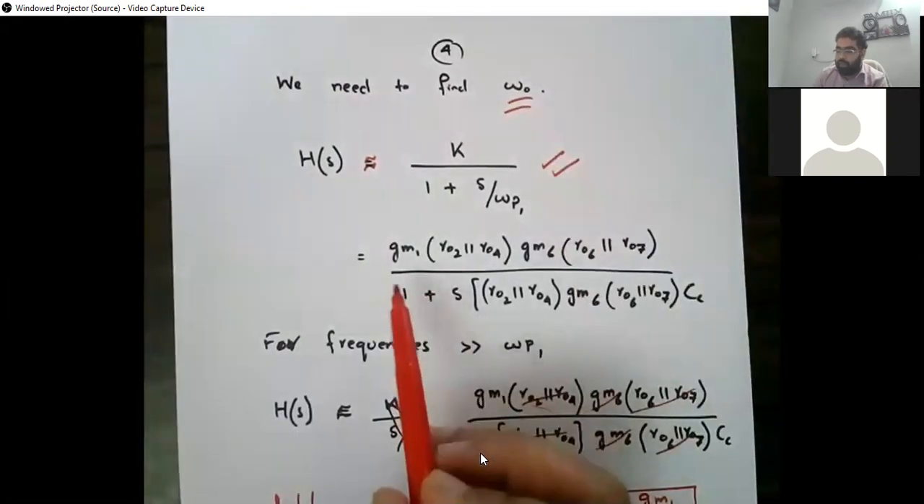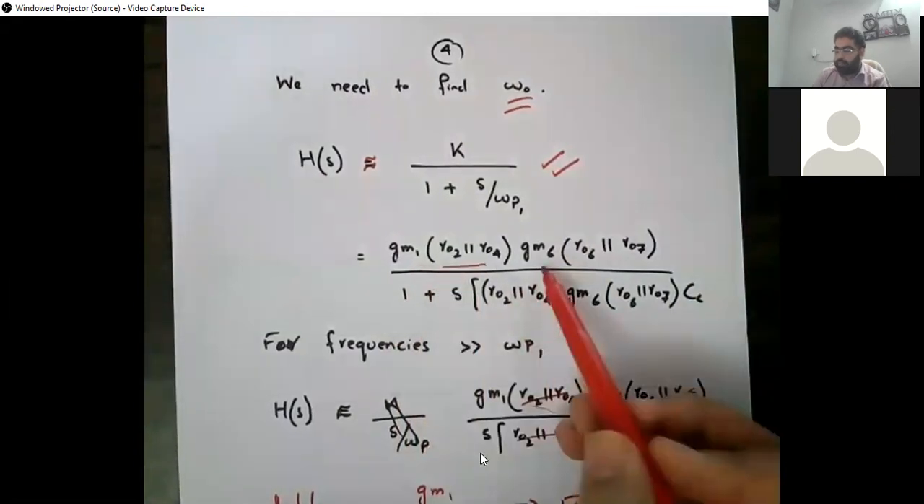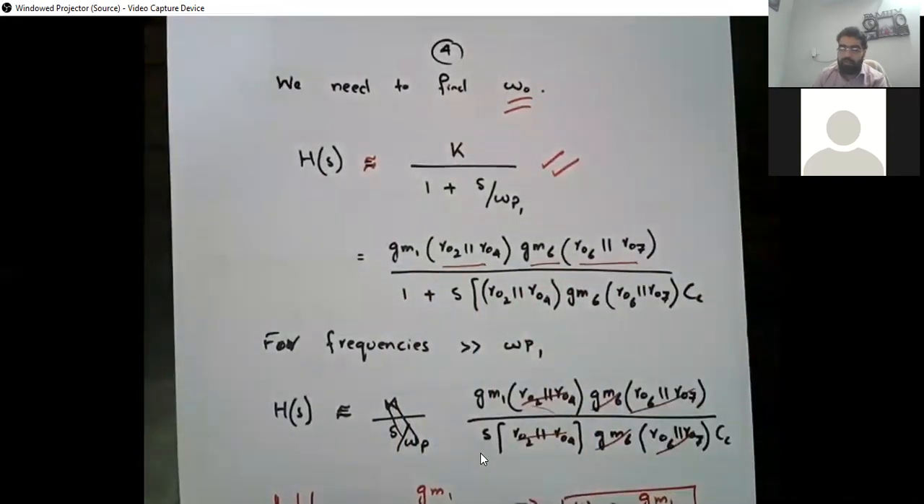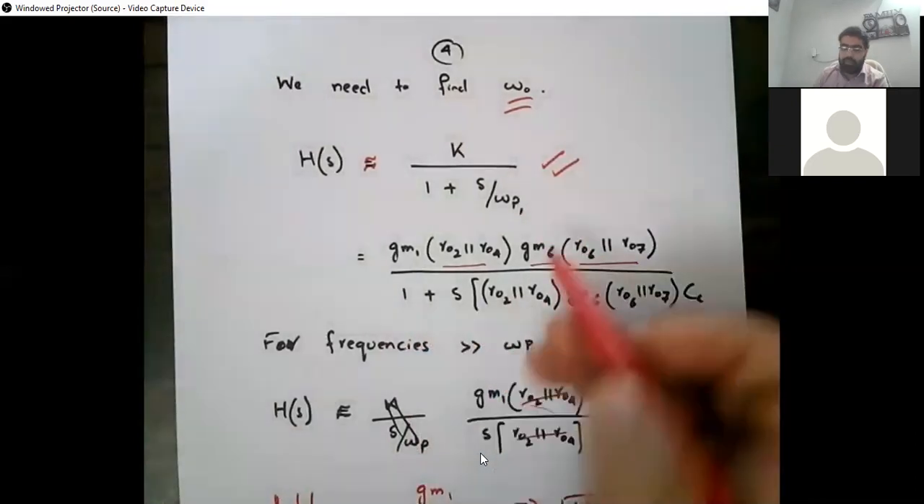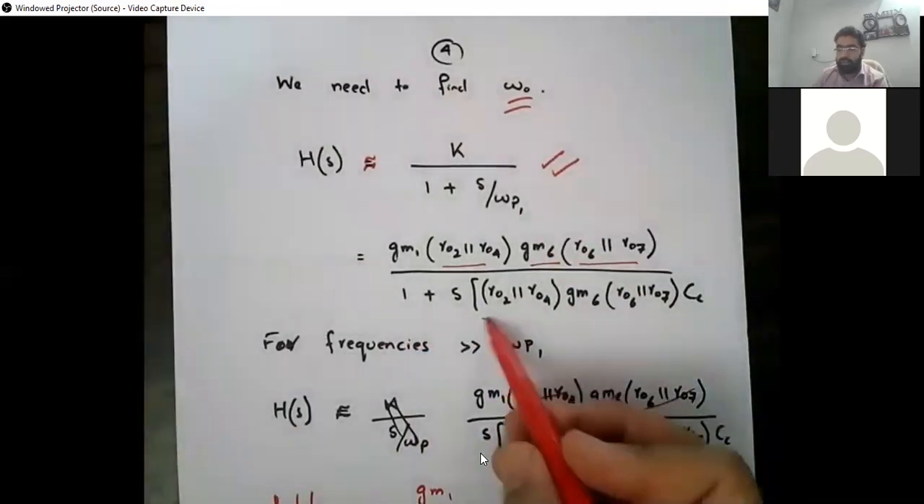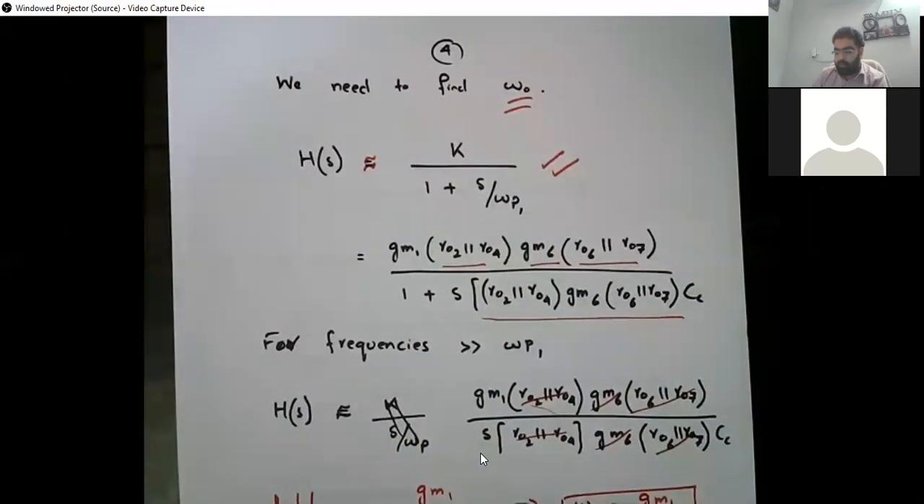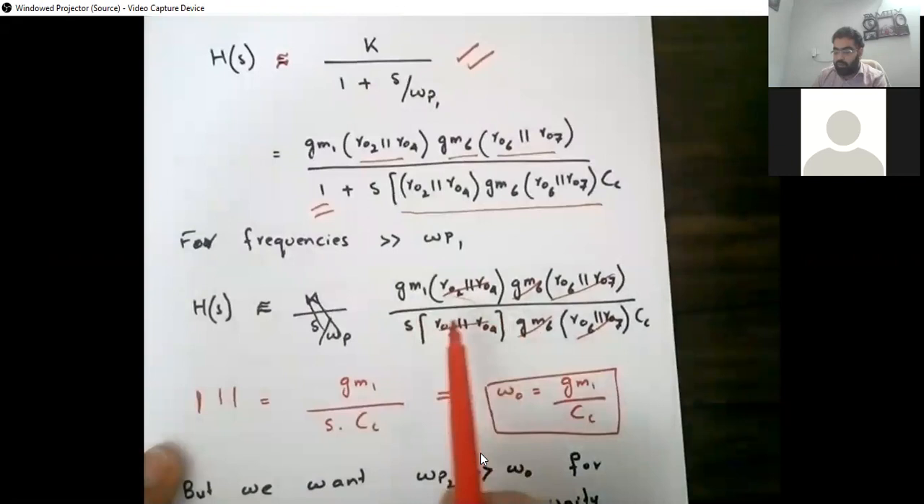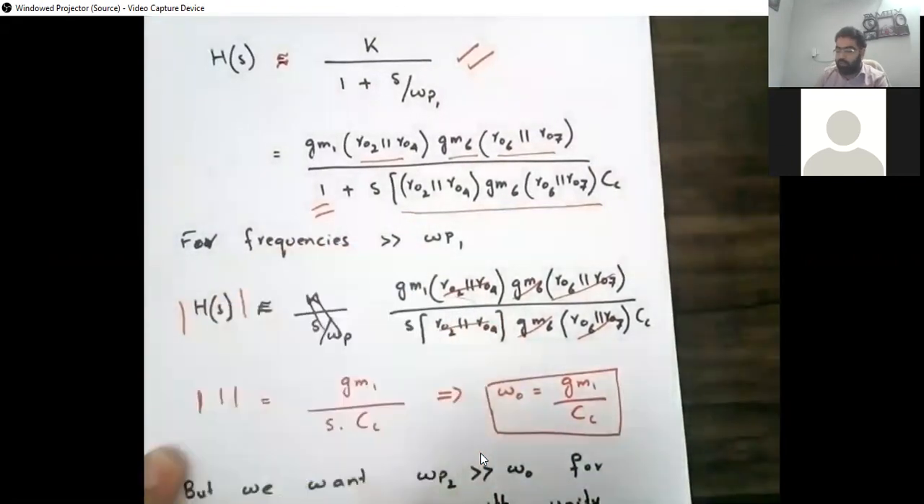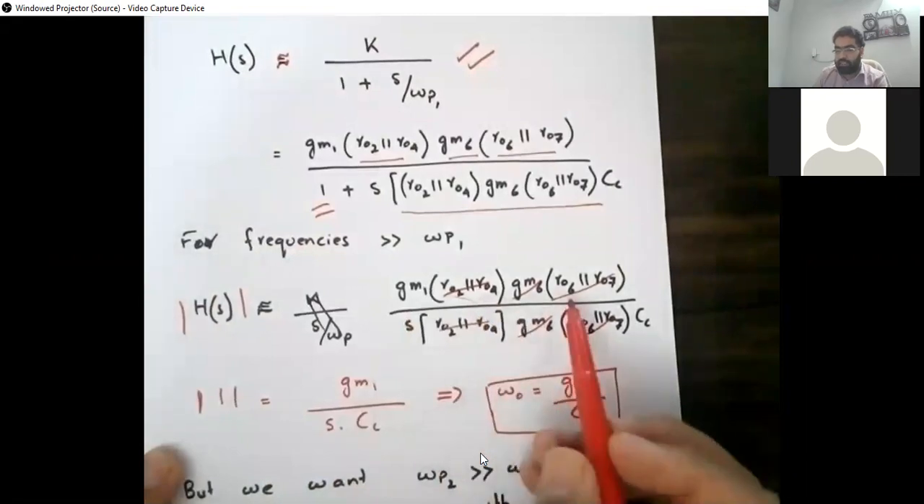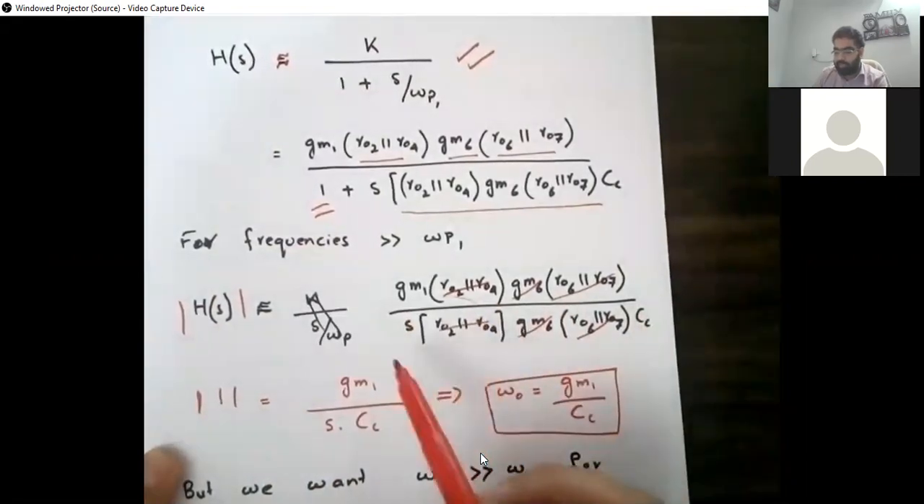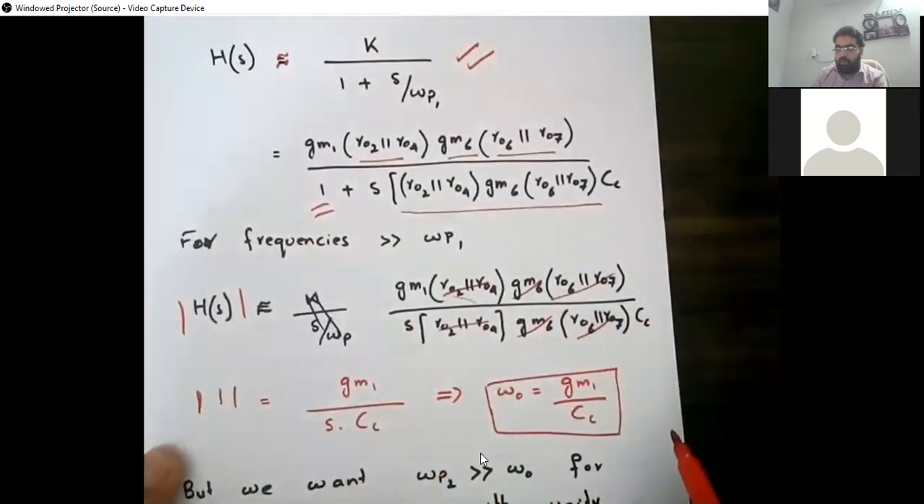Okay? Since it's not going to affect the calculation for the omega naught, we can just put the values GM1 times RO2 in parallel with RO4 times GM6 times RO6 in parallel with RO7, which was the value of gain we calculated in the last lecture, divided by 1 plus S by omega P1. For very much higher frequency, we can get rid of this one factor and we will be left with this relation. GM1, this is magnitude basically. GM1 times RO2 in parallel with RO4, GM6 times RO6 in parallel with RO7 divided by S divided by RO2 in parallel with RO4 times GM6 times RO6 in parallel with RO7 times CC.